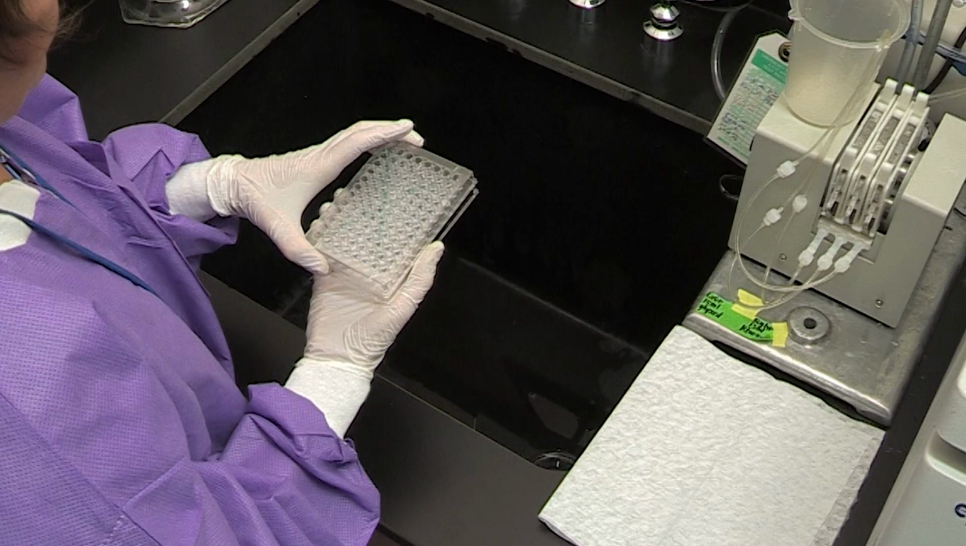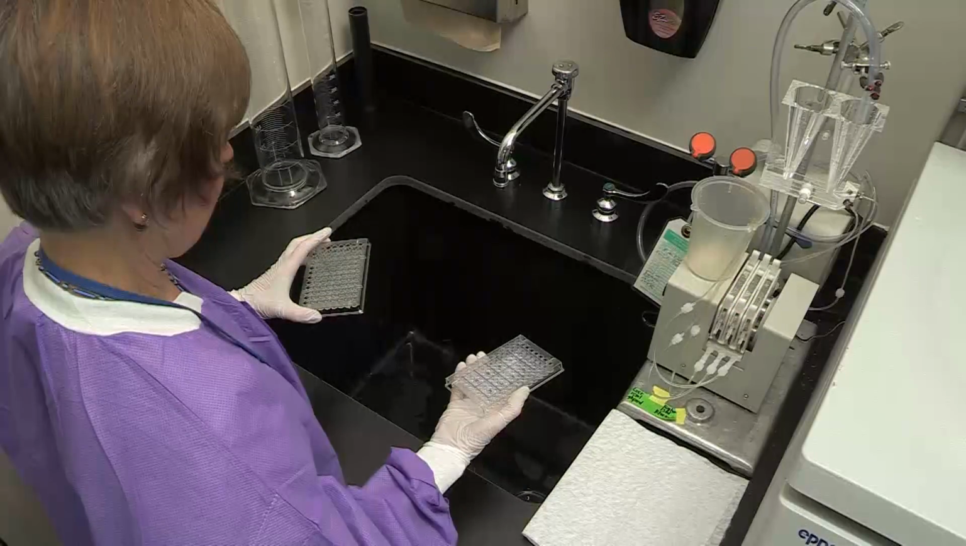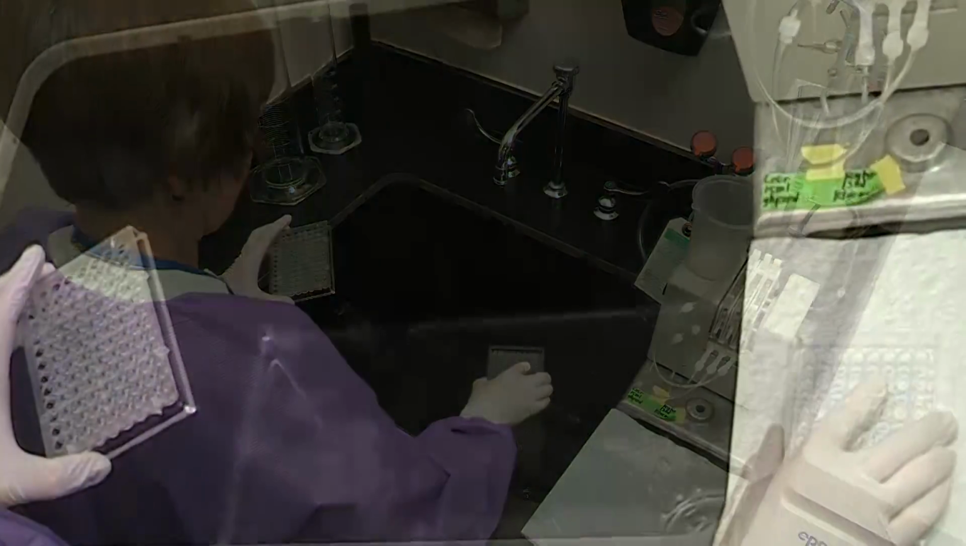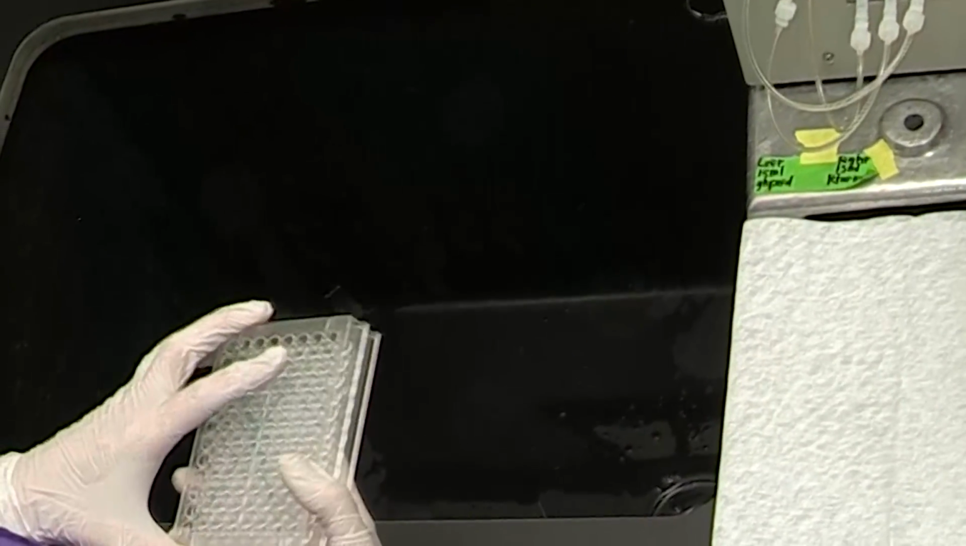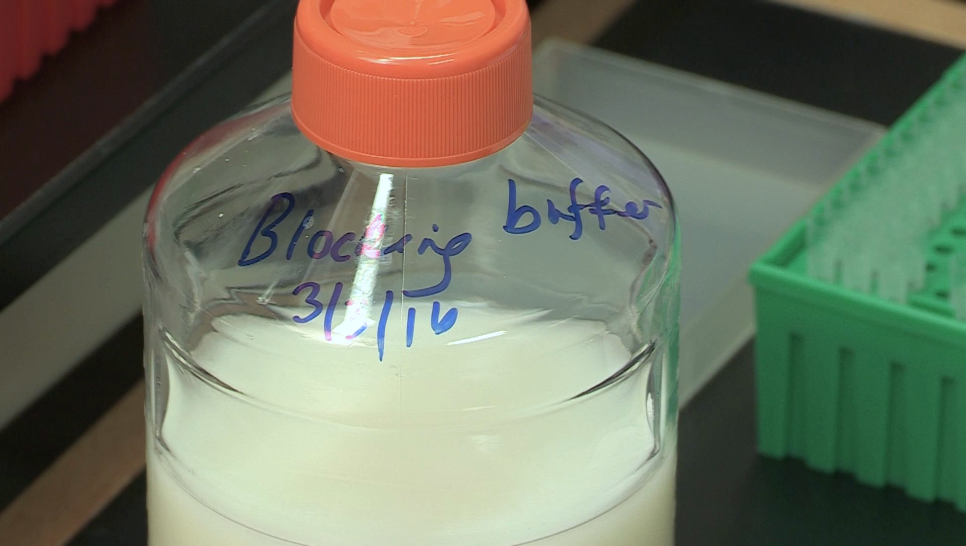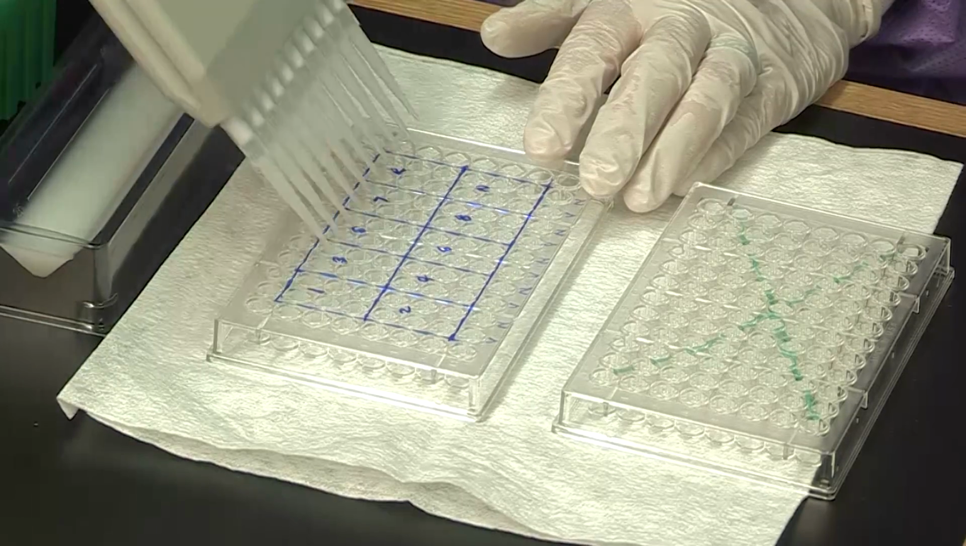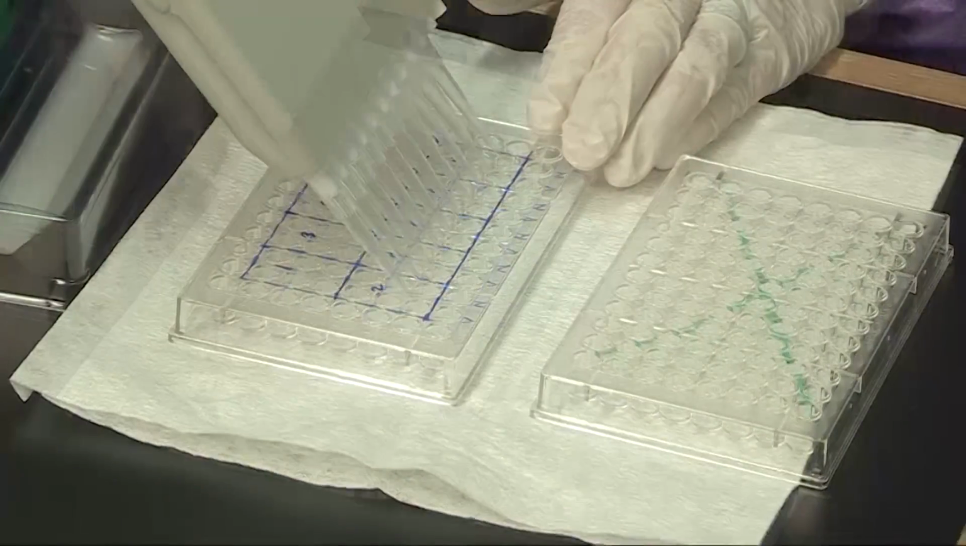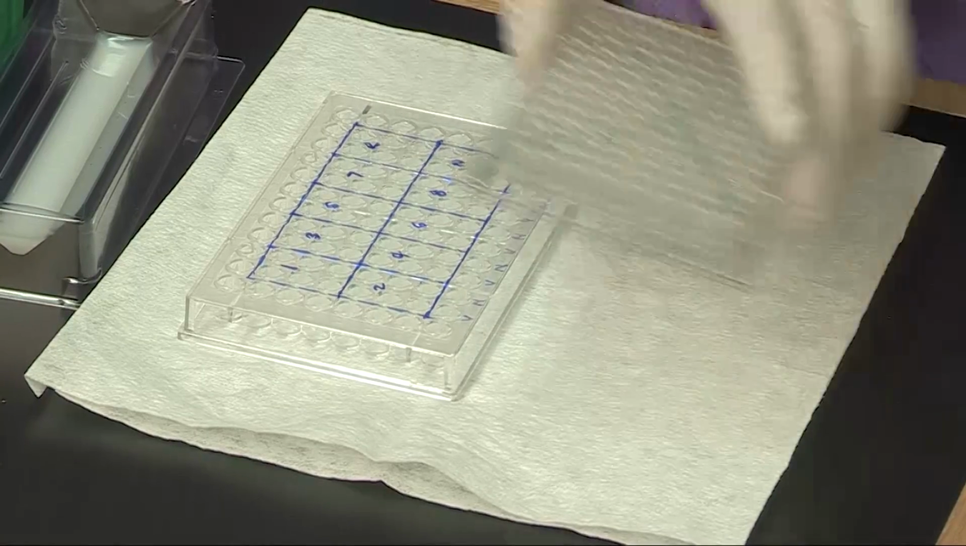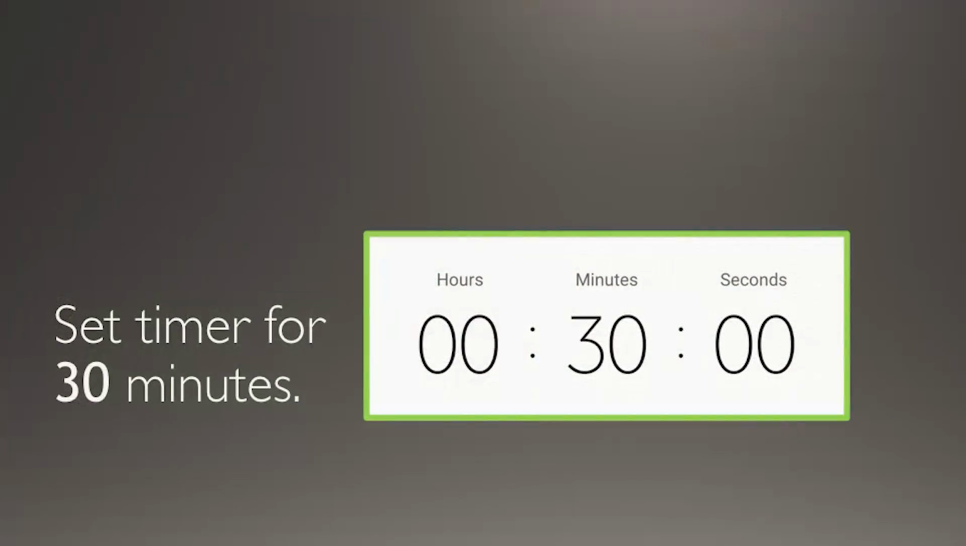When you are ready to run the test, remove the coating solution from the plates by dumping it into the sink and blotting the plates on paper towels. A plate washer should not be used for this step. The blocking buffer is made of 5% non-fat dry milk in PBS with 0.5% Tween 20 and can be stored at 4 degrees for up to 3 weeks. Block the unused binding sites on the plate with 200 microliters per well of blocking buffer. Cover the plate and leave to incubate at room temperature for 30 minutes.